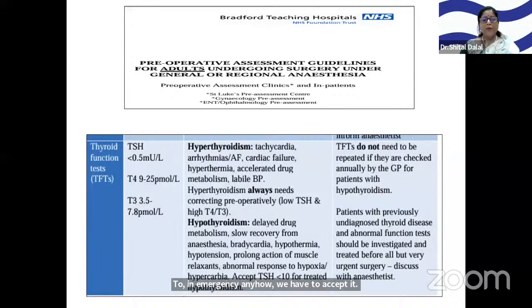So what will be the guidelines for accepting the TSH level that is given in my topic? So what should you accept? So there are the preoperative assessment guidelines. In hypothyroidism, the accepted level of TSH should be less than 10 for treated hypothyroidism.